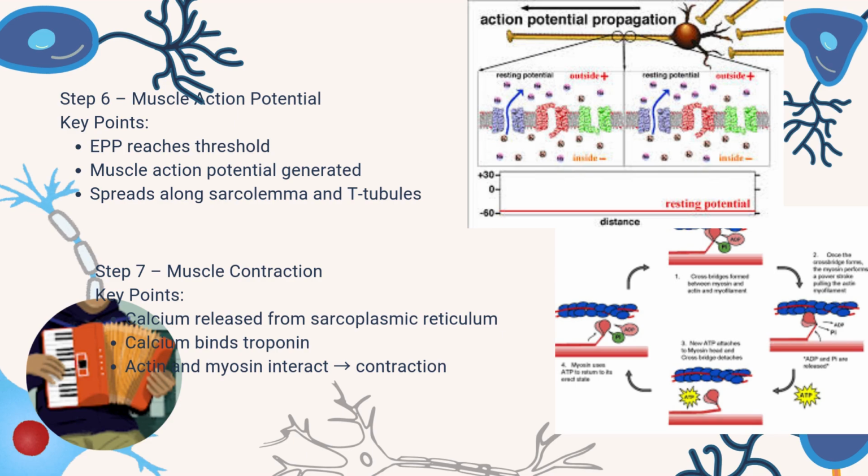And also, don't forget step five, the end plate potential. Binding of ACh opens the receptor channels, allowing sodium ions to enter the muscle fiber. This creates a local depolarization called the end plate potential, or EPP. If this depolarization reaches a threshold, it triggers a muscle action potential. This happens in step five, and I show you a previous slide of how the pictures look.